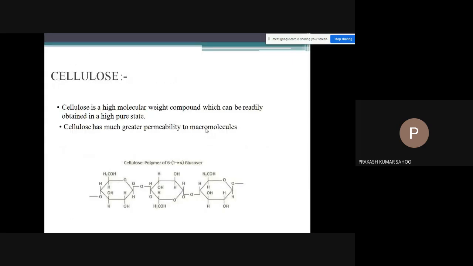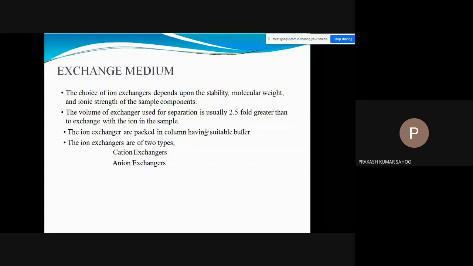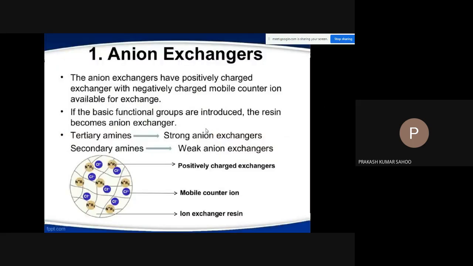These are some examples. This is the cellulose structure, exchange medium, maybe cation exchanger or anion exchanger. If this is an anion exchanger, then anion will be exchanged. This may be a tertiary amine, which is very much prone towards the negative part. That's why this is an anion exchanger. Just remember, the negative part for negative ions or anions, the anion exchanger is N plus. And for positive part, it is SO3H, that is sulfonic acid.